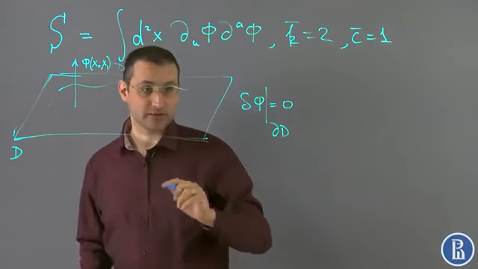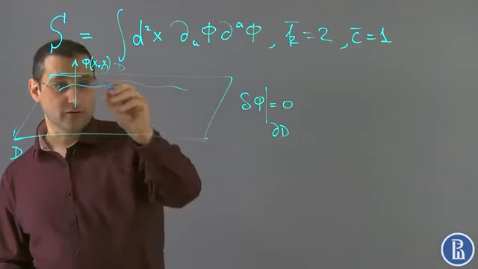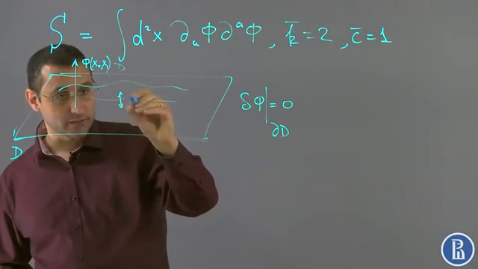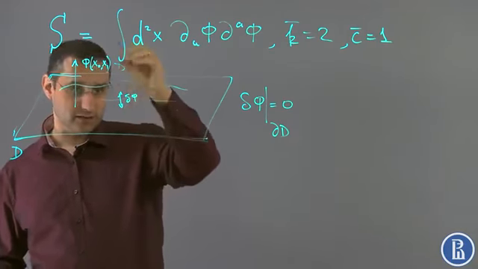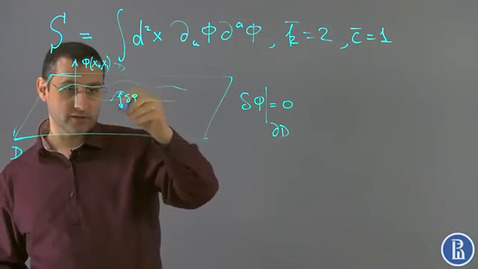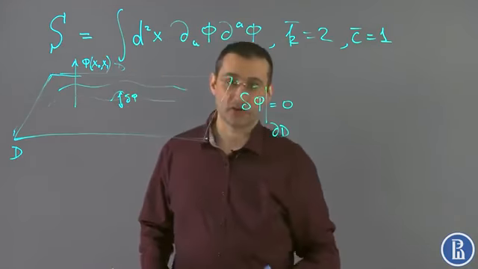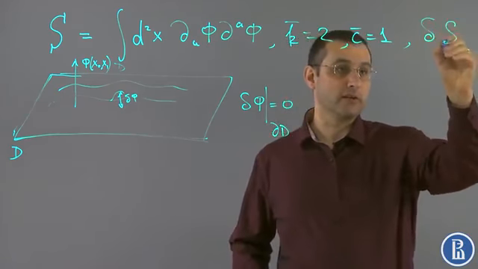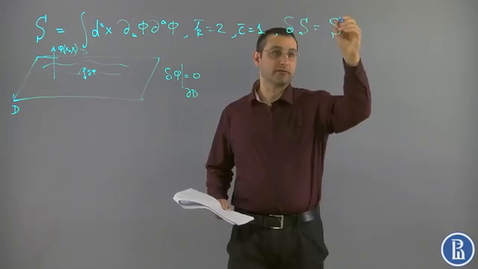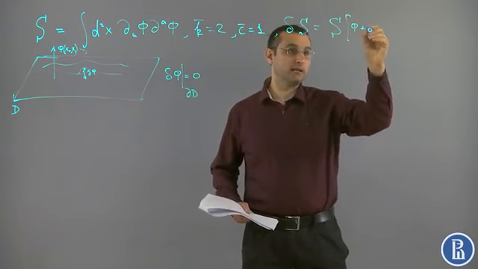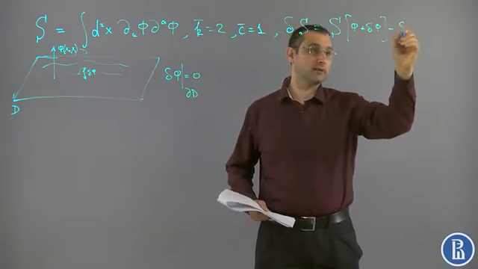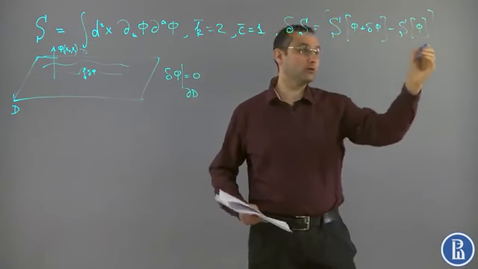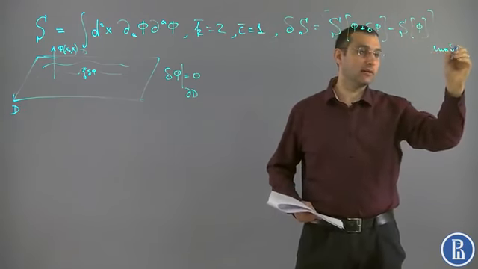What does it mean that we vary? We have some value of phi at every point, and then we deviate it a little bit, delta phi, shift either to this side or to this side, and see how the action is changing. So the variation of the action is just the difference S of phi plus delta phi minus S of phi, to linear order in delta phi.